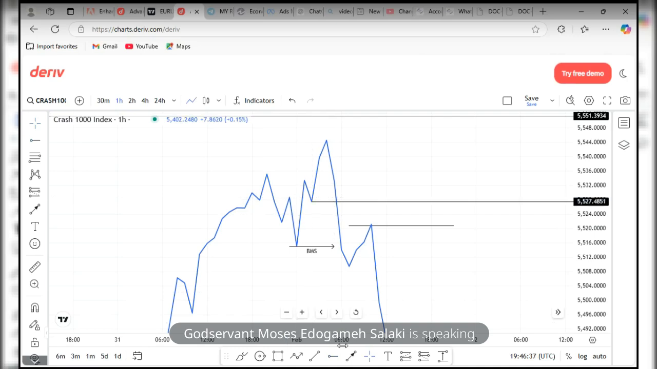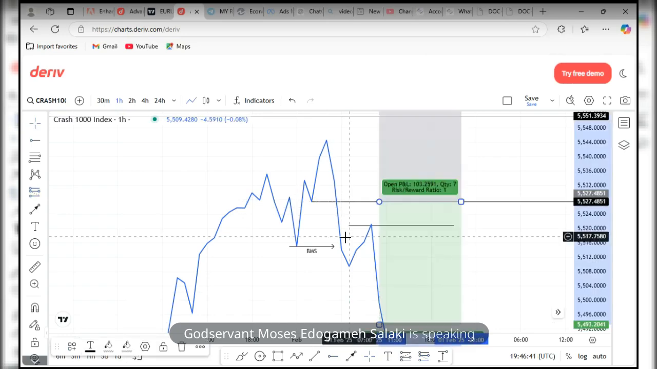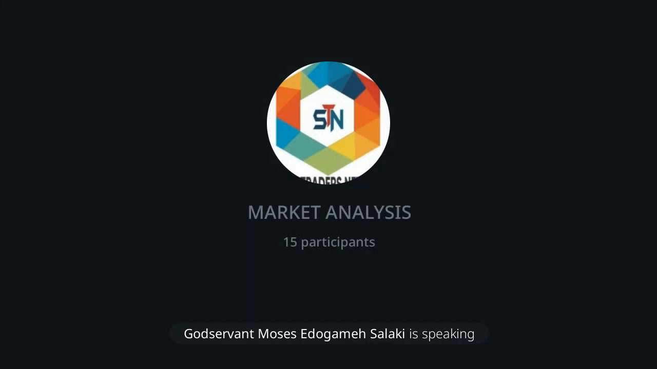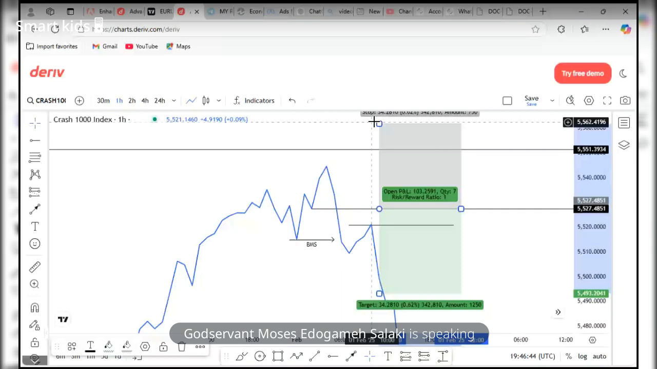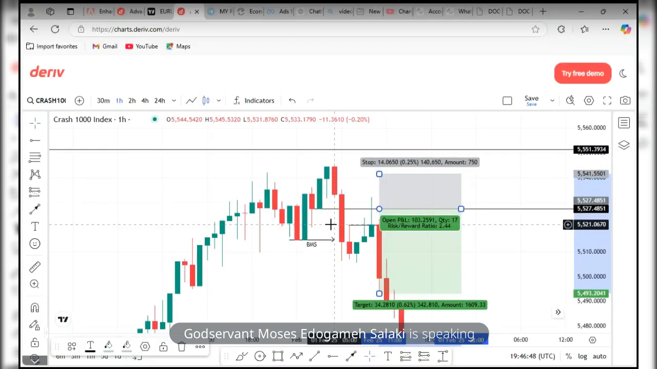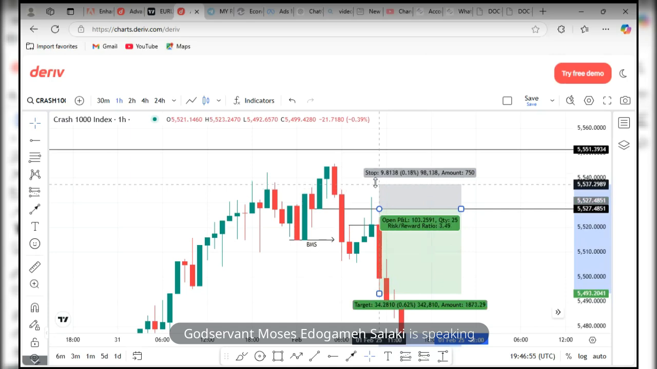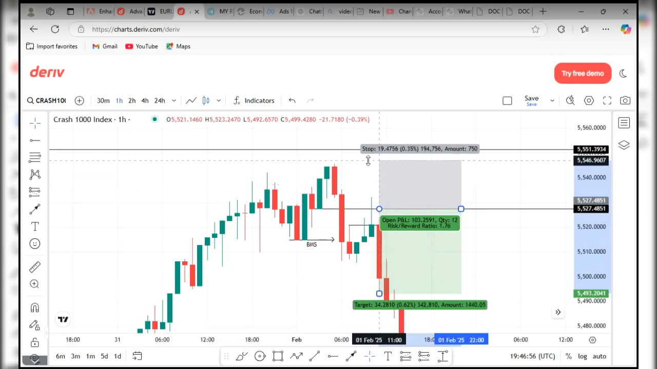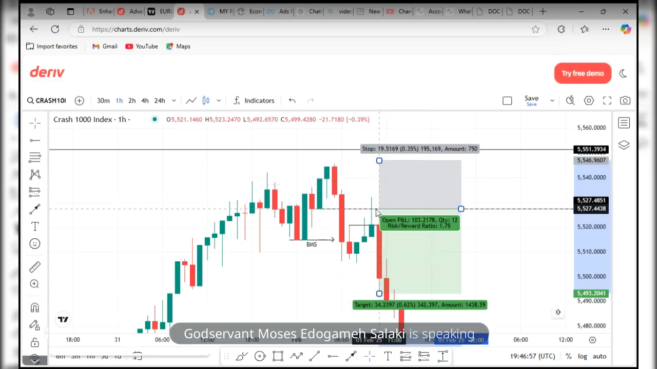So I had my entry here. The inducement was already there, telling me that I'm in the right direction. So this was the candle that broke this structure. You can have your stop loss at the wick of the candle, or if you want to be conservative, at the high. Okay, so this was my entry here. Stop loss at this low, and boom, that was it.